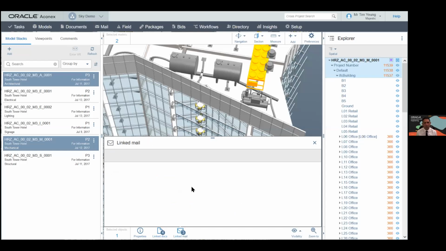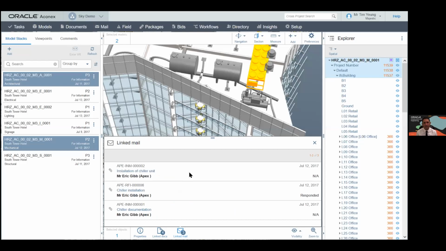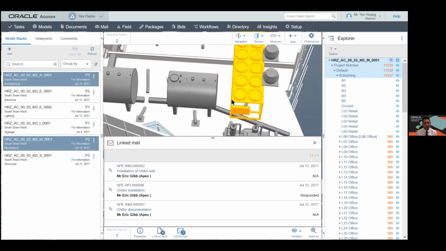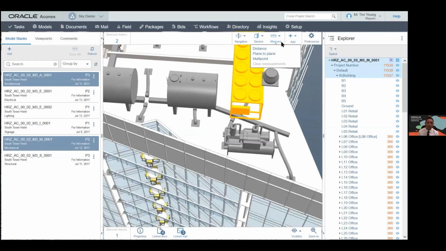We can also link mail. Mail type could be an RFI, could be a change request that has been put through. And because you are using a common platform where you have an integrated document register, an integrated collaboration system, and the model, you're able then to link all these together. So what I'm going to do is just to show you in a very simple way how it would help you especially in your design work. So here, I could easily come here and measure this. Wow. Okay.